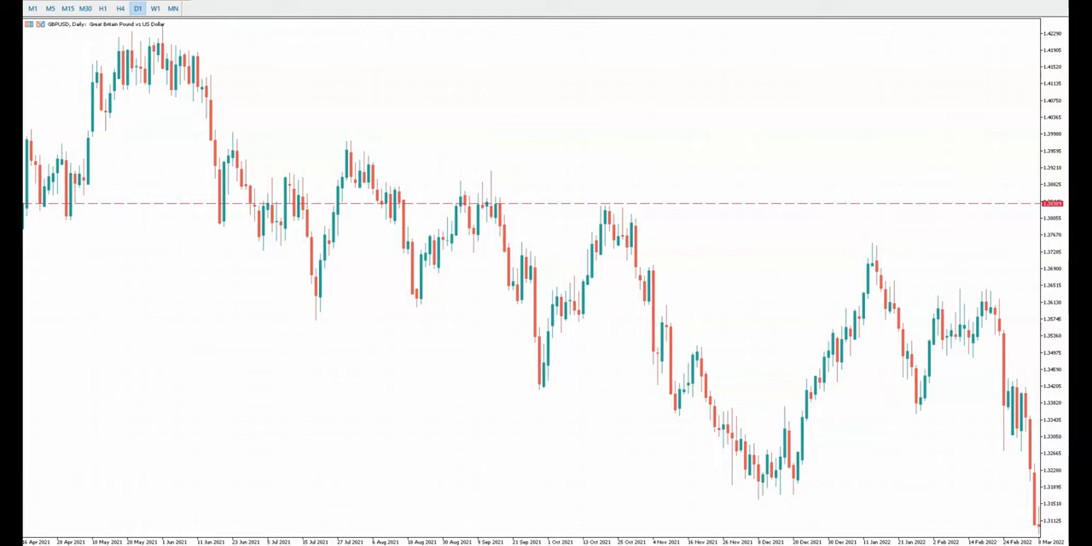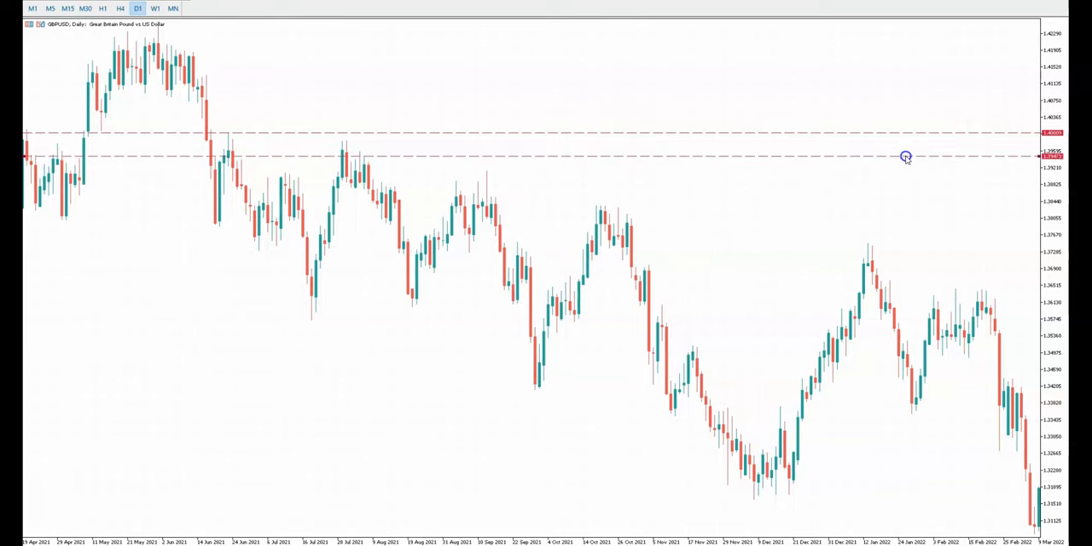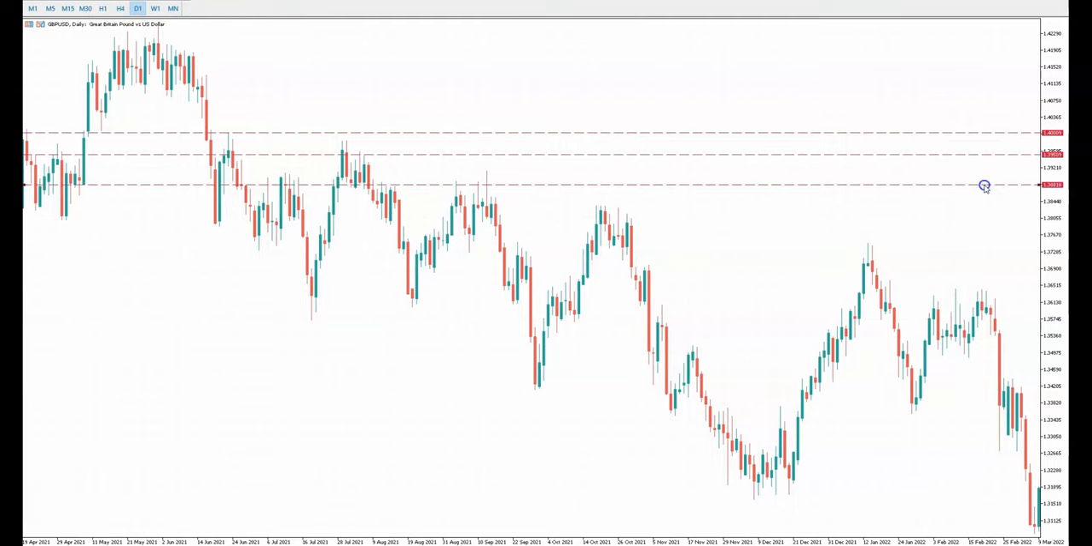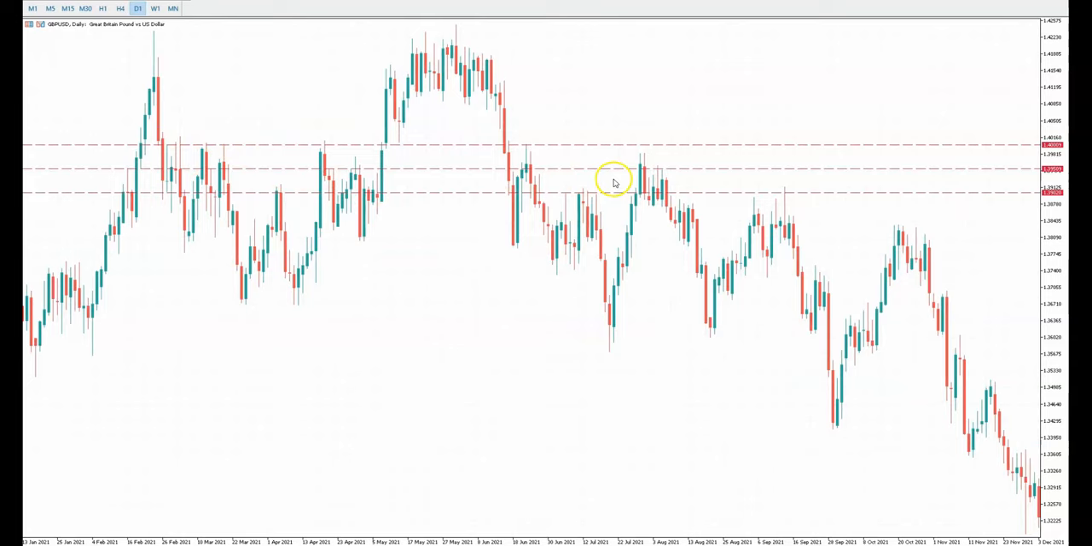Now, the next way is to use psychological levels, whole numbers, quarter levels, mid levels, whatever it is, that you trade solely off. Let's just say here, 1.400, and then we can go from a midpoint as well, here roughly, and then here again. Okay, it's not accurate, but as you can see, this is a very good way of drawing support and resistance levels as well.